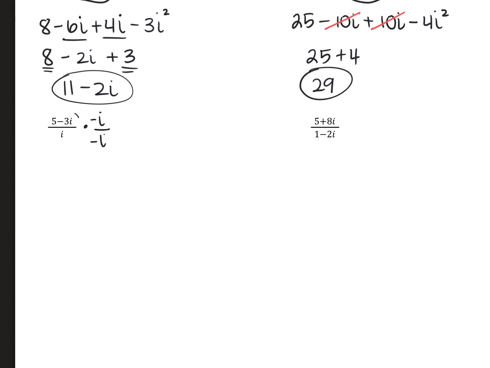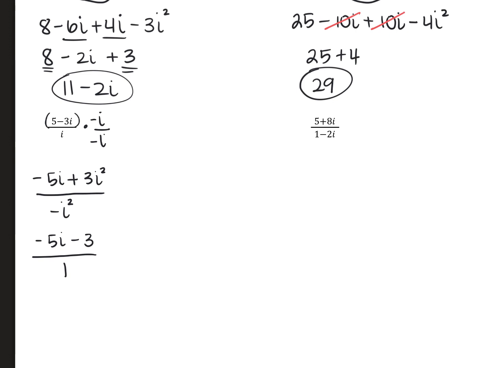So I'm going to treat this 5 minus 3i as a set of parentheses. So I'm going to have negative 5i plus 3i squared over i times negative i is negative i squared. Now I want to simplify powers of i. So I end up with negative 5i minus 3 in the numerator, and my denominator becomes 1.